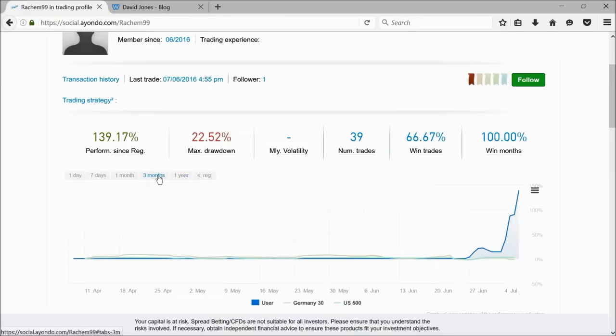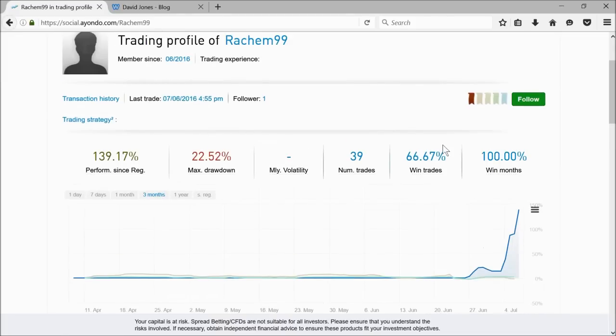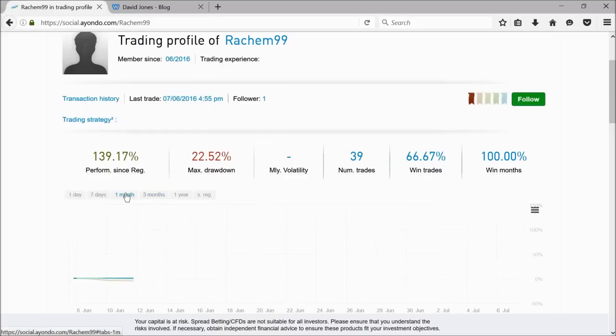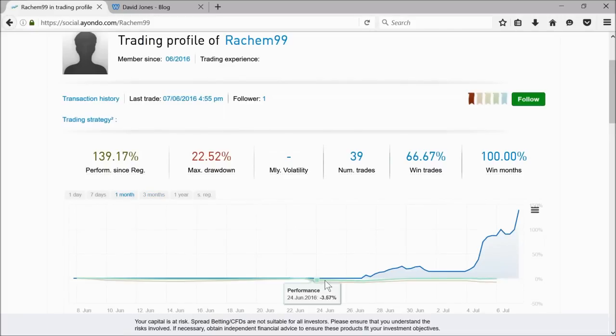Let's see. When did they start trading? Member since June 2016. Okay, so this is a relatively new one. So it's whether you're happy with just a month or so's track record, and it looks like this person only started trading just about here, or was trading fairly flat, sort of fairly up and down before then, and then really took off, it would appear, more recently. Okay, so that's that person's details.